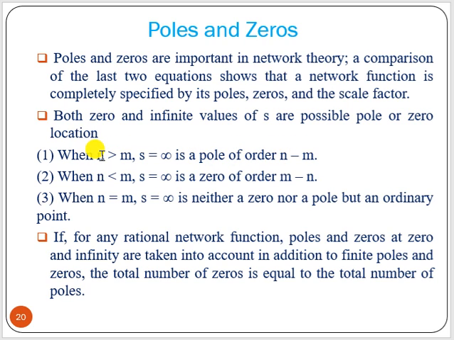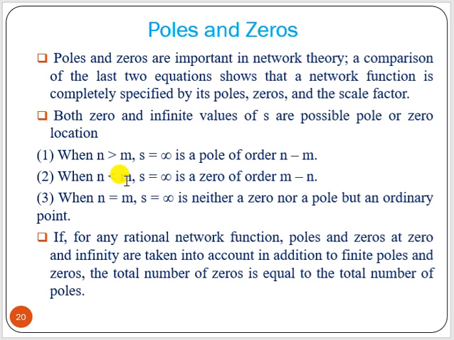If n is 0 for 0, the number of zeros is higher than m. So actually what happens is that the number of poles and zeros must be the same for a particular transfer function. So if we have, say, 6 zeros and 4 poles, then 6 minus 4, that is 2. 2 poles will be at s equal to infinity.